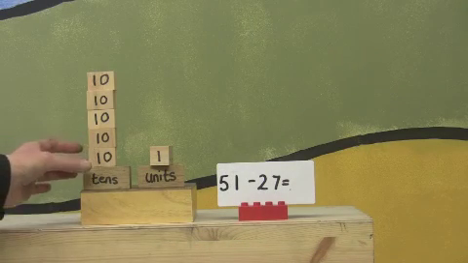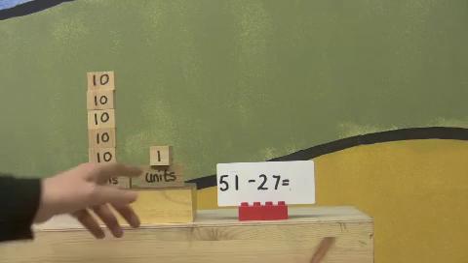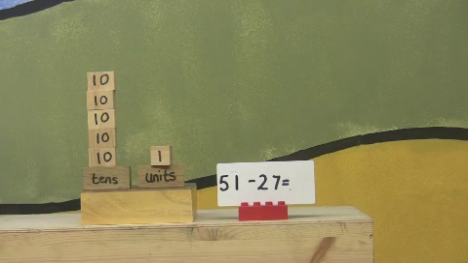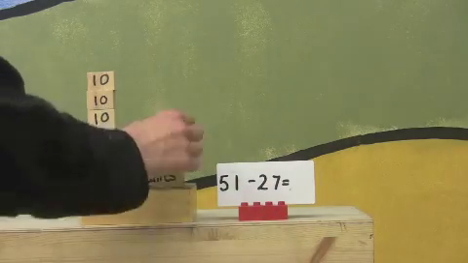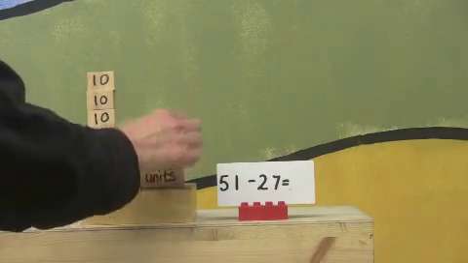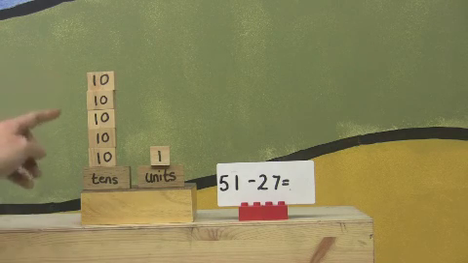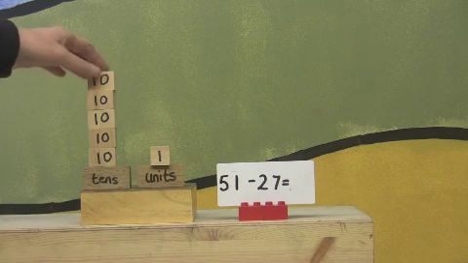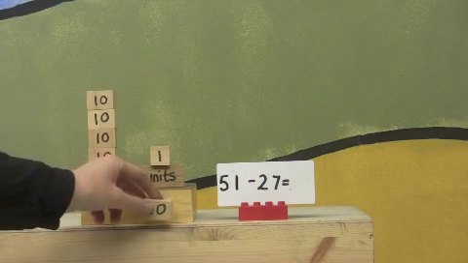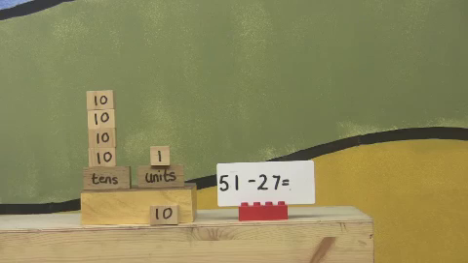Here's my 51 made with 5 tens and 1 unit. I'm going to take 27 away. Starting with the units. Oh, I can't take 7 away from 1. I don't have enough units. I do have a pile of tens though. So what I'm going to do is borrow one of the tens and add it to the units.